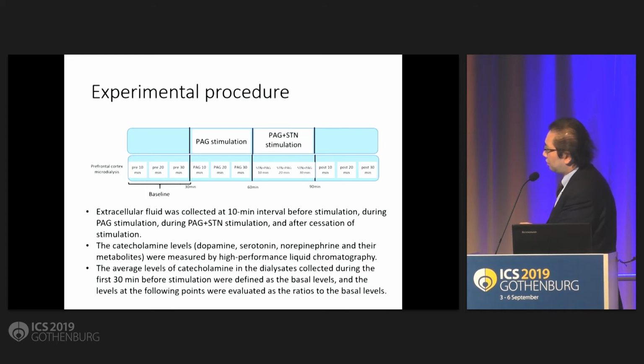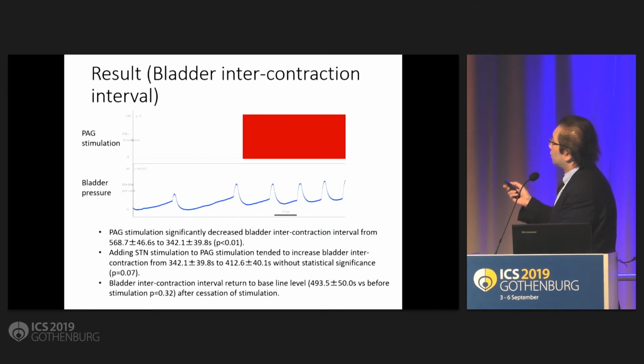The average levels of catecholamine in dialysate collected during the first 30 minutes before stimulation were defined as the basal levels, and the levels at each following point were evaluated as a ratio to basal levels. This is the result of PAG stimulation on bladder pressure. PAG stimulation significantly decreased the bladder contraction interval from 568 seconds to 342 seconds.